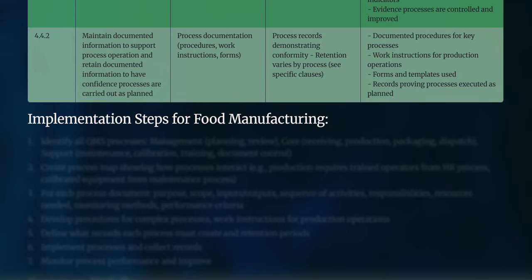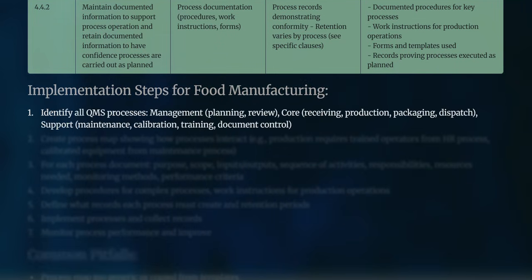The implementation steps for food manufacturing. First, you need to identify all the QMS processes: management processes, including planning and review, and the core processes, including receiving, production, packaging, and dispatching. And for support processes, you need to identify maintenance, calibration, training, and document control.